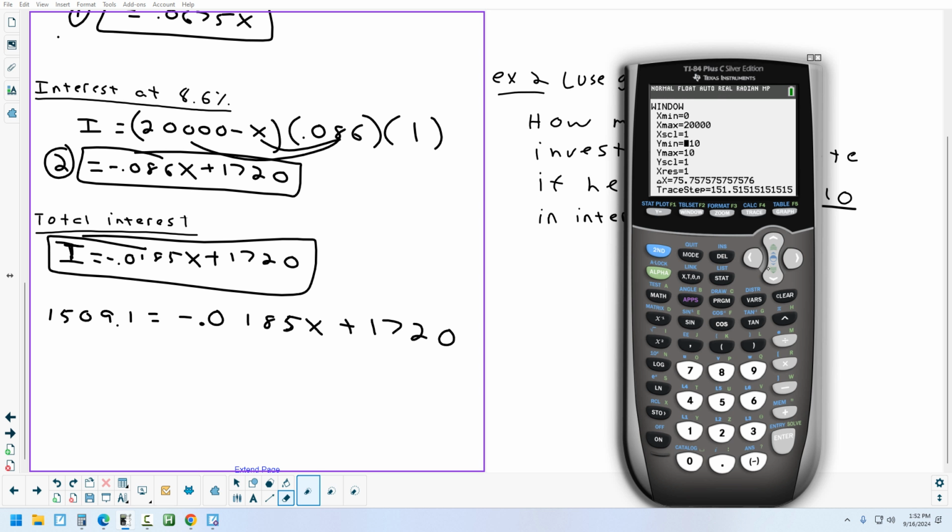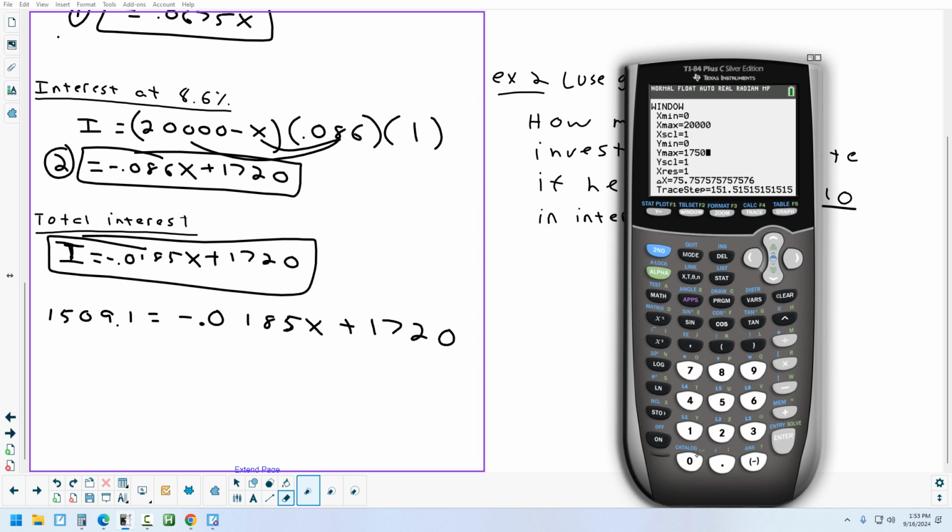Bill's making money, he's making interest. So what kind of number wouldn't make sense for interest to be? Yeah, we would never have negatives. He's not going to lose money. And look at this line right here. What's the y-intercept of that line? Yep, it's 1,720. So you need to set your y max at least, I'd probably do a little higher than that. I'd do like 1,750.